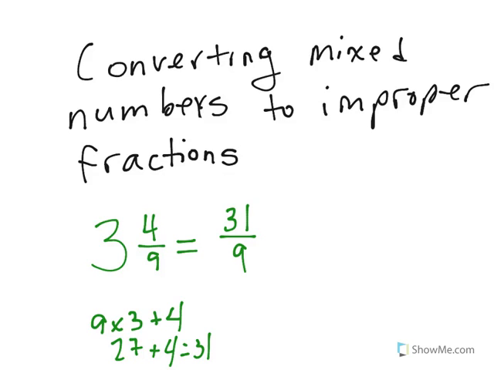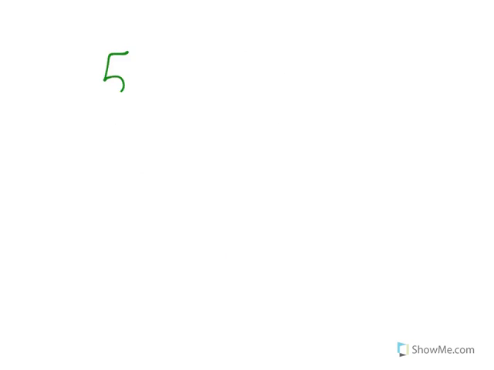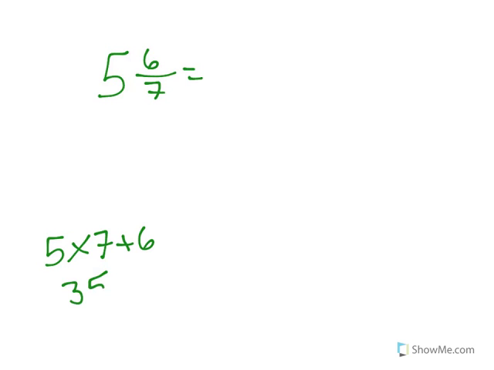Let's take a look at another example. So we have 5 and 6/7. So we'll take the 5, multiply it by 7, and add 6. So you take the whole number, multiply it by the denominator, and add the numerator. 5 times 7 is 35, plus 6 is 41. And we keep the same denominator.